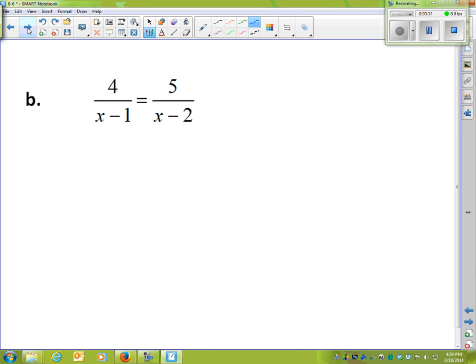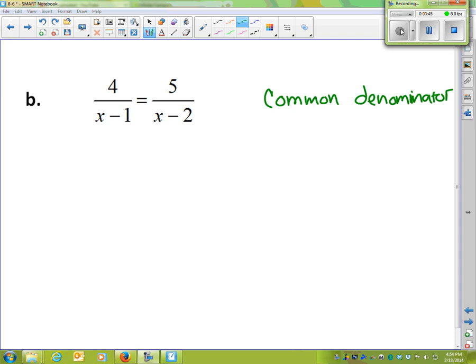All right, let's look at another one that's got a little more involved. What is the common denominator? In the last example, we just took all those numbers and multiplied them together. We can do that here as well. I can take the binomial x minus 1 times x minus 2. That is my common denominator. Don't actually FOIL it out, just write the two together.